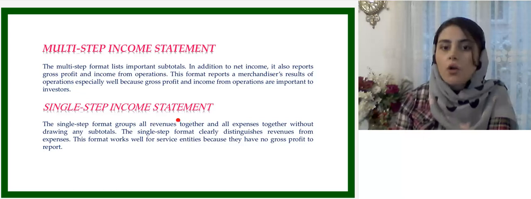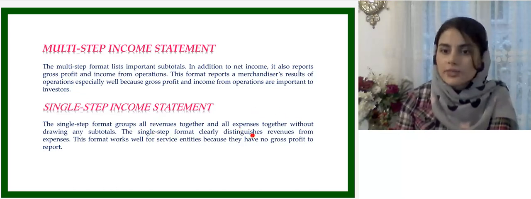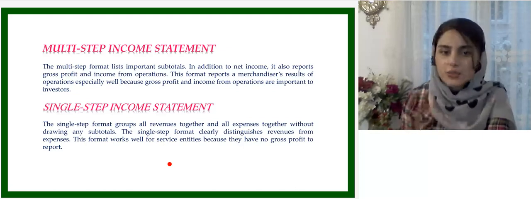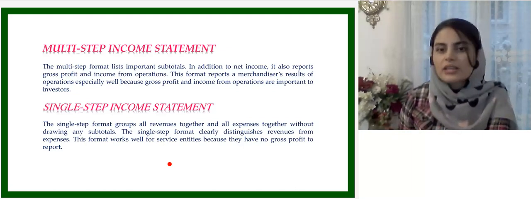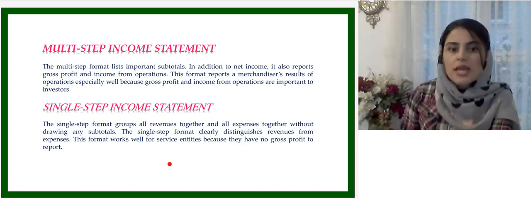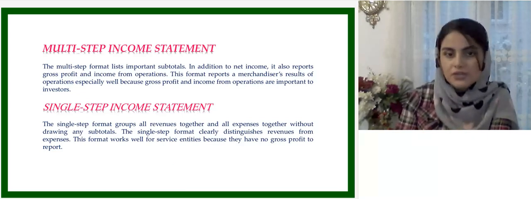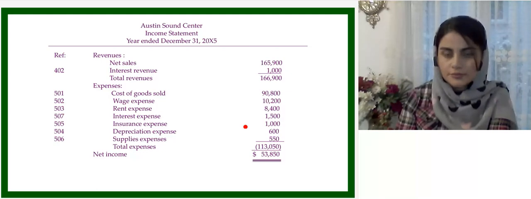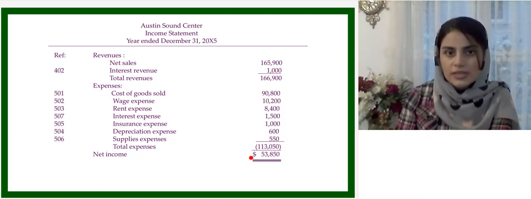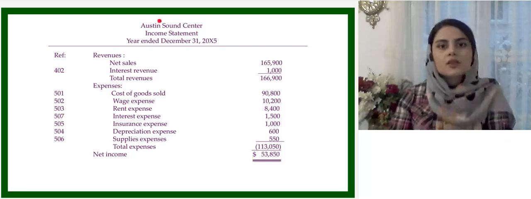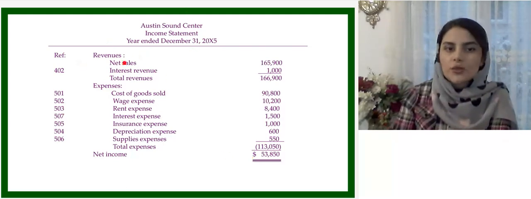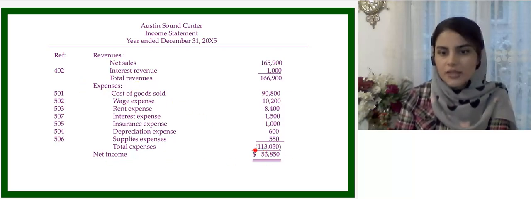The single-step format groups all revenues together and all expenses together without drawing any subtotals. The single-step format clearly distinguishes revenues from expenses. This format works well for service entities because they have no gross profit to report. Here you can see the income statement of Austin Sound Center, which begins with revenues and the expenses. And the net income, which we had here, is $53,850.